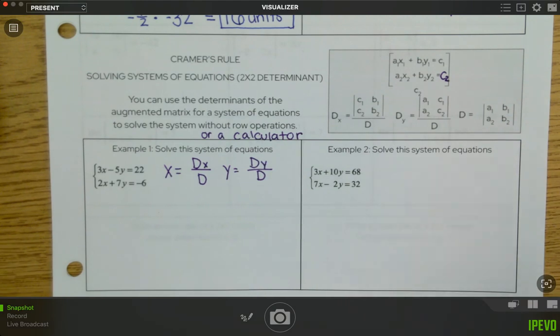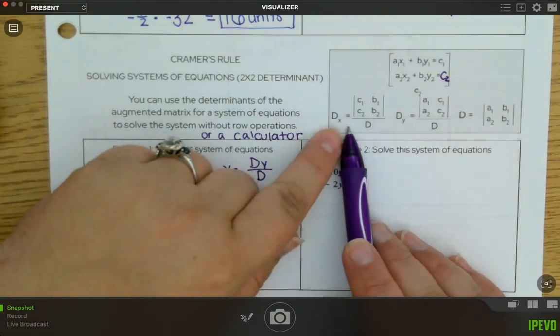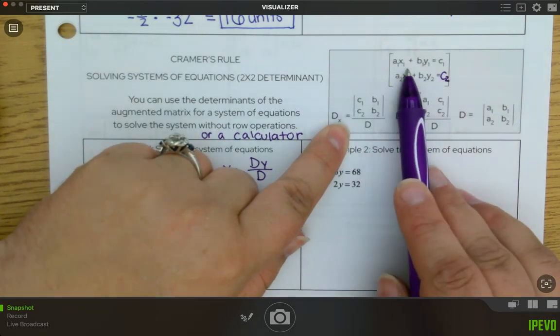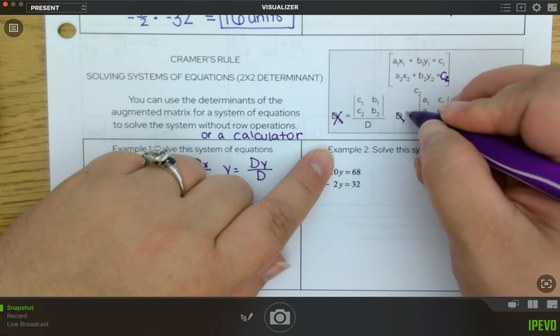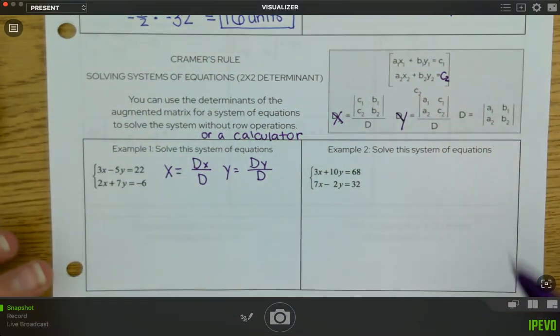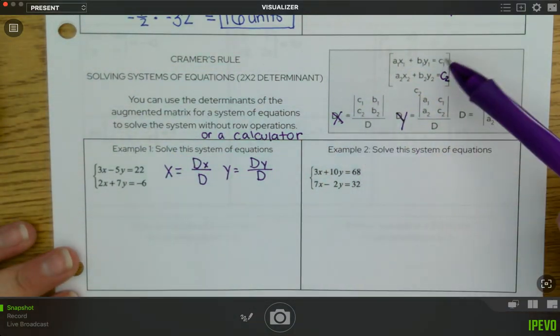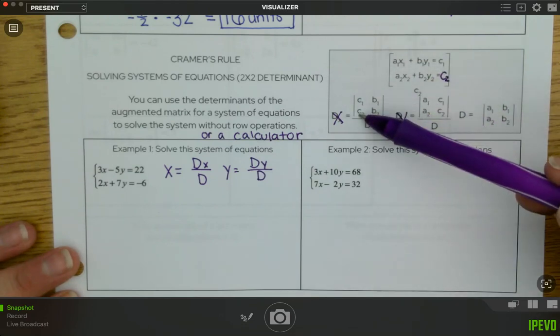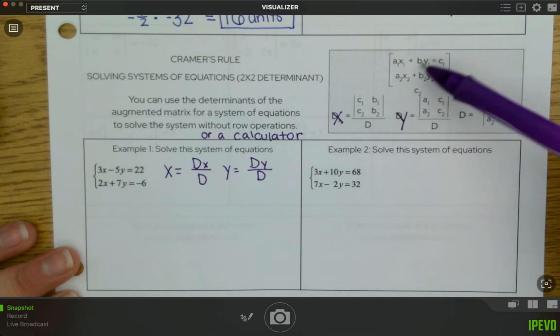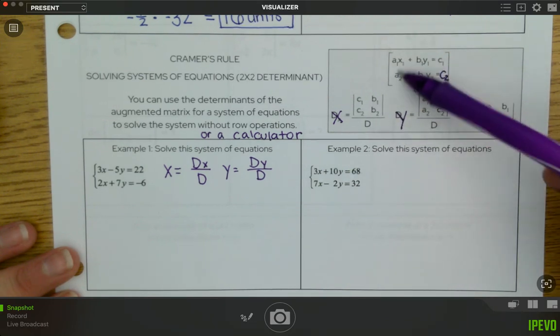Okay, now you might be like, what in the heck is she talking about? Well, you'll notice that Dx is missing, and actually this should just be x equals and y equals. There we go, that makes a little bit more sense. This is the constants from the end of the equation. So they go in the first column, and the second column is the y's. So it's almost like you took out the x part, or the x column, and you swapped the other two.